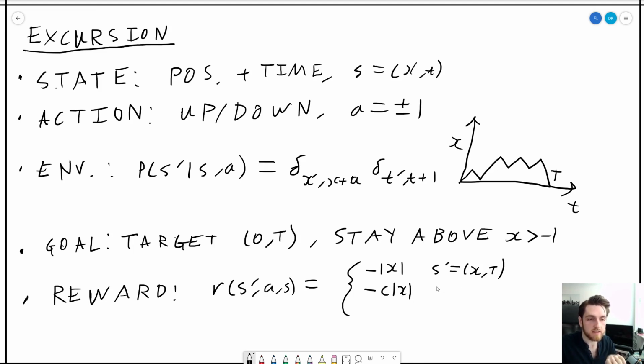And then we'll have minus c times mod x for earlier times when x is less than 0. So you get more of a punishment the further below 0 you get. And c is just a way of making the agent prioritize staying above 0 or hitting the target. And then we have 0 otherwise.